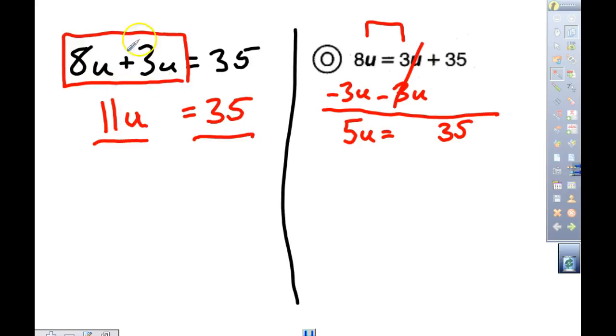But if the variables are already on the same side, you just add and subtract them, right? Combine them. Right? I didn't subtract 3u here. I just did 8 plus 3. But here, since the variables are on different sides, I did do the opposite. This was positive 3u, so I did subtract. So this could be a little confusing if you're not careful. It matters if they're on the same side or not. So just be careful with that.